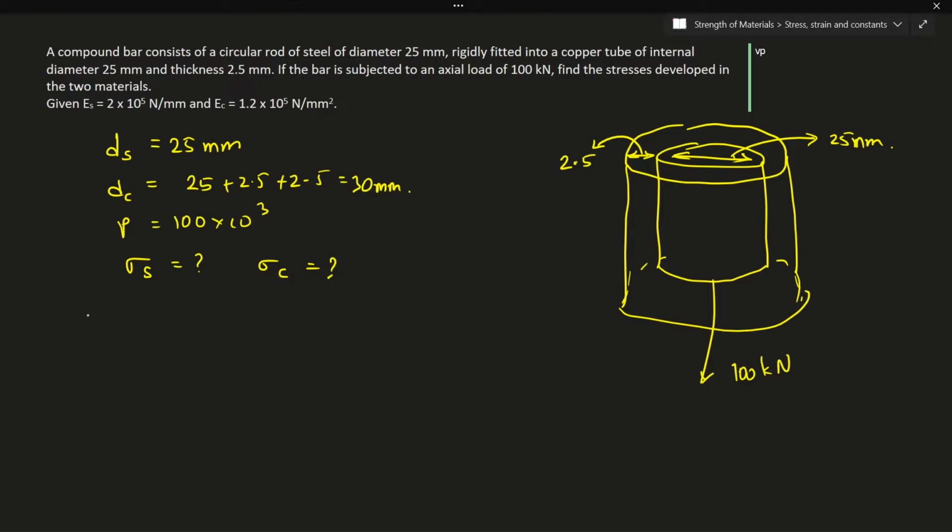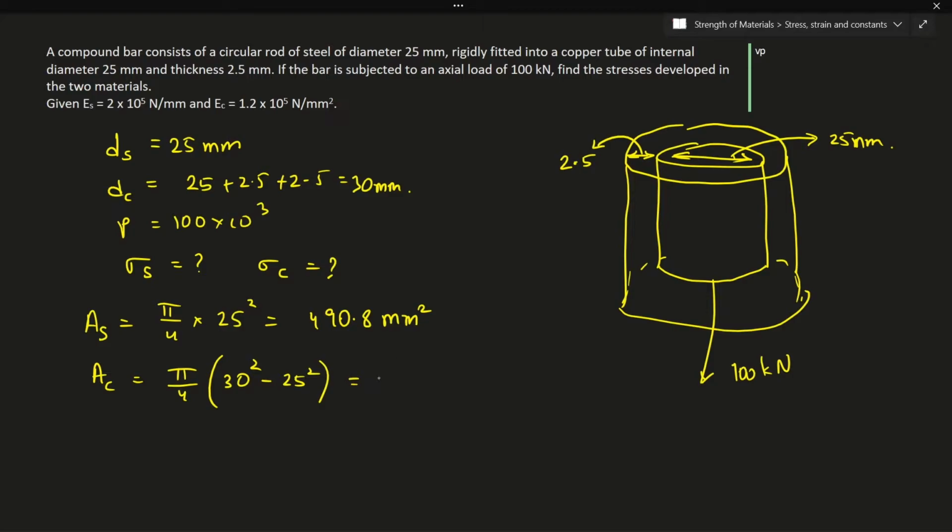Now the area of steel, that is the inner rod, will be equal to pi by 4 into d square, that is 25 square, which is nothing but 490.8 mm square. Now if I calculate the area of copper, I'll have pi by 4 into 30 square minus 25 square, so outer diameter square minus inner diameter square, which will give me 215.98 mm square.